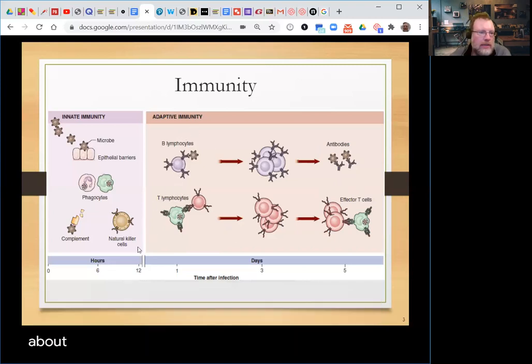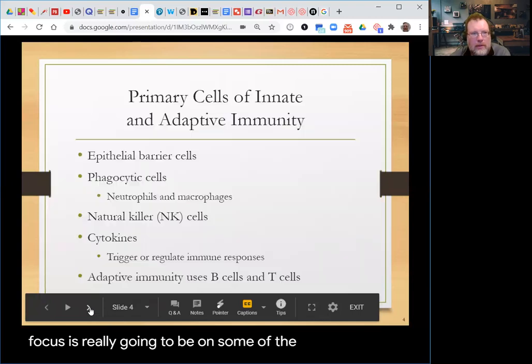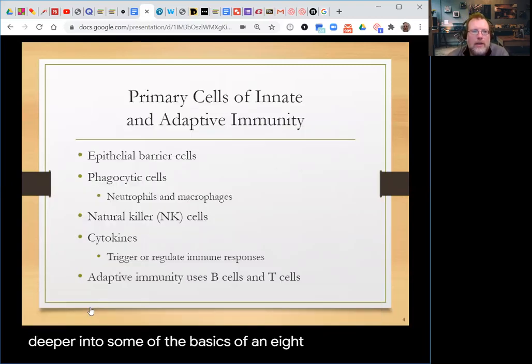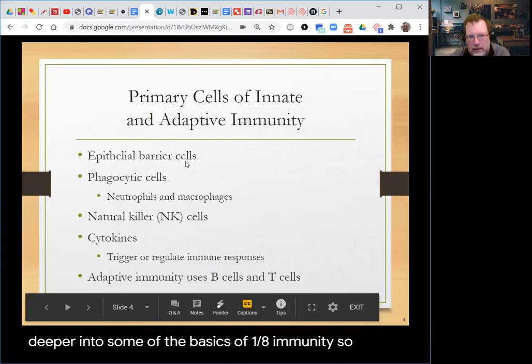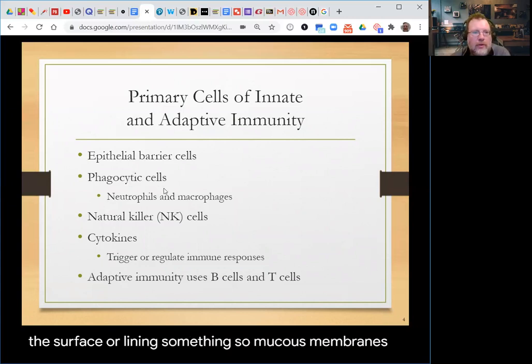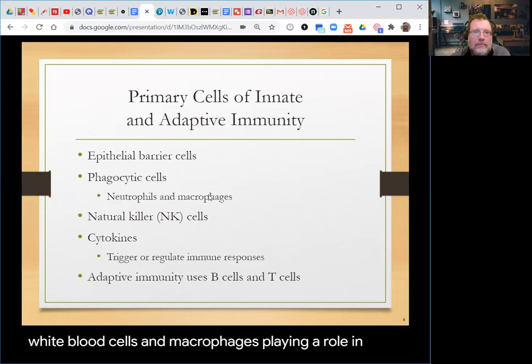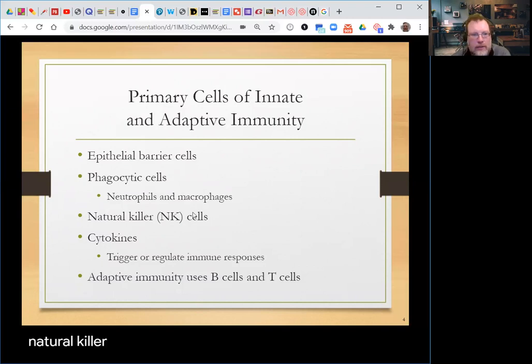I'm not going to talk about B's and T's anymore for the moment. Our focus is really going to be on going a little deeper into some of the basics of innate immunity. Epithelial cells, again, we're going to see epithelial cells on the surface or lining something. So mucous membranes, for instance. Phagocytic cells, again, we're thinking about cells that go around eating. Neutrophils, one of our white blood cells, and macrophages playing a role in keeping things clean throughout the body. These natural killer cells as well.